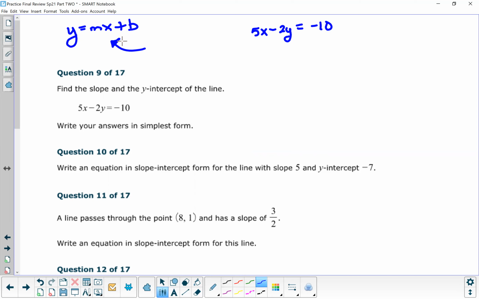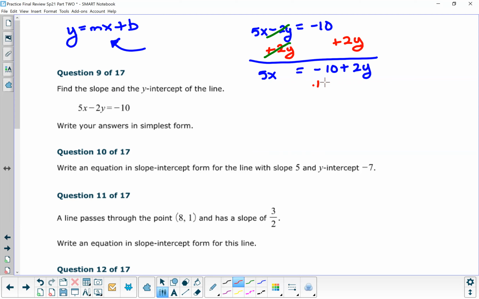If I want to do that, I can go about this a couple ways. I am going to choose, so I don't have to deal with all these negatives, to add 2y to the right. So that's going to give me 5x equals -10 plus 2y, since the minus 2y and the plus 2y are eliminated. And then I'm going to add 10 to each side. So that gives me 5x plus 10 equals 2y, since the -10 and +10 are eliminated.